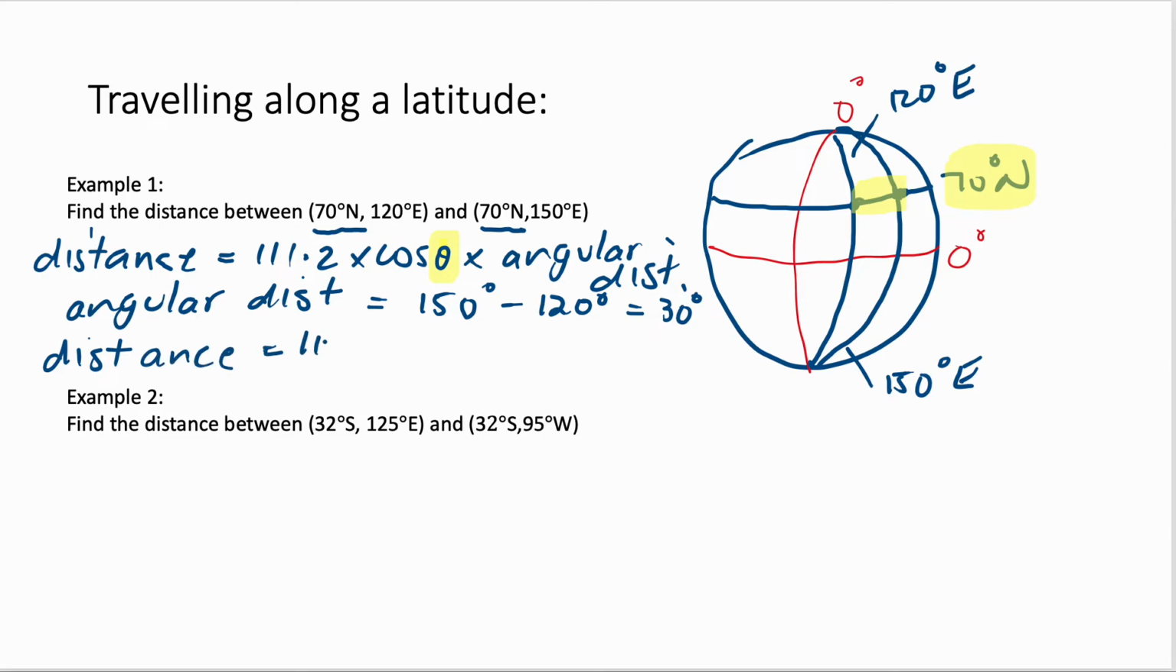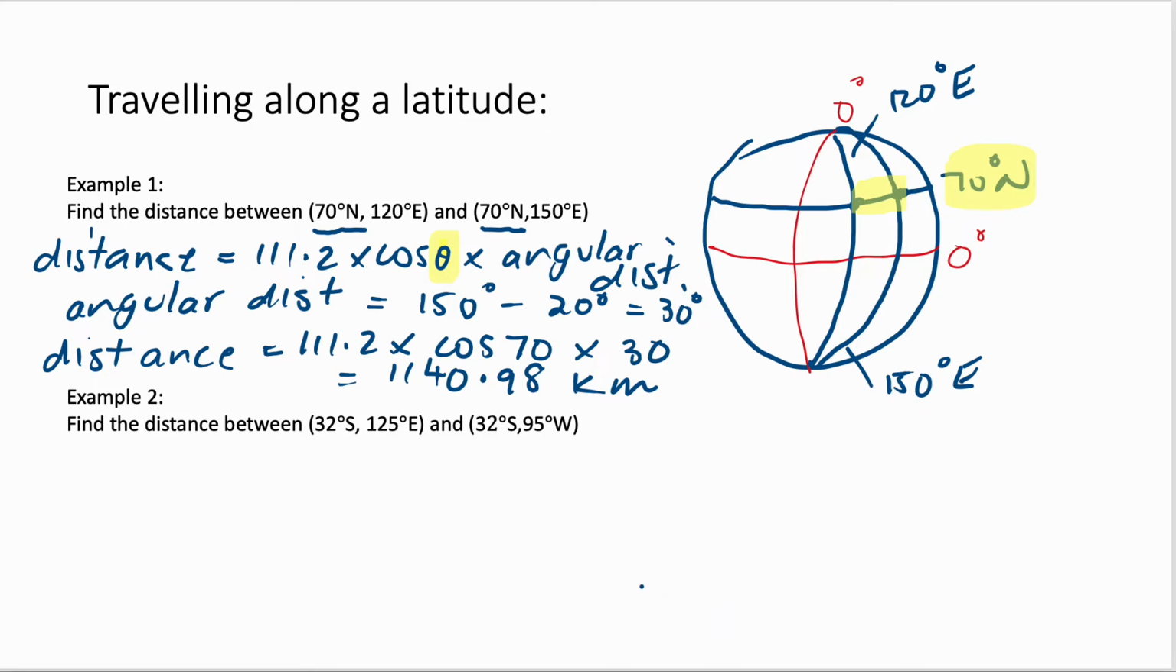So we've got 111.2 times cos 70, just fix that up, because we're looking at which latitude we're going along, and then we're multiplying by our angular distance of 30. Now if you pop that in the calculator, that comes out to 1140.98 kilometers.